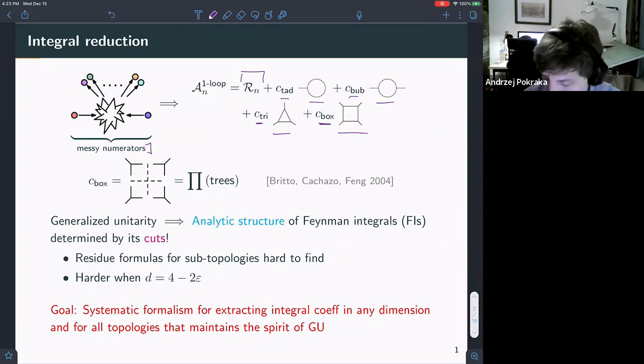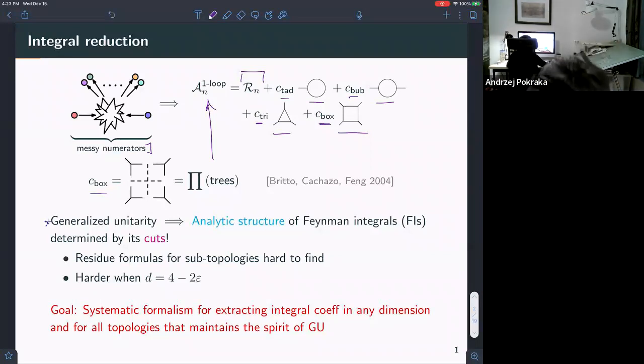So, for example, the box coefficient, to extract that from an integral, we just take the quad cut of the given integral, the amplitude will factorize, and the box coefficient is a product of tree-level amplitudes. And this is particularly appealing because now what we're doing is we're building up a one-loop observable from simpler tree-level observables.